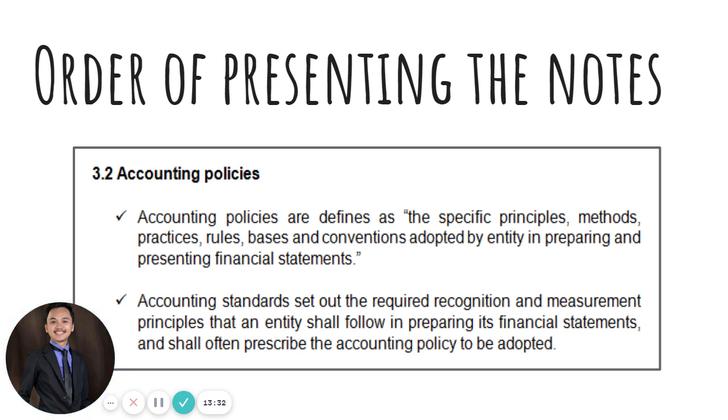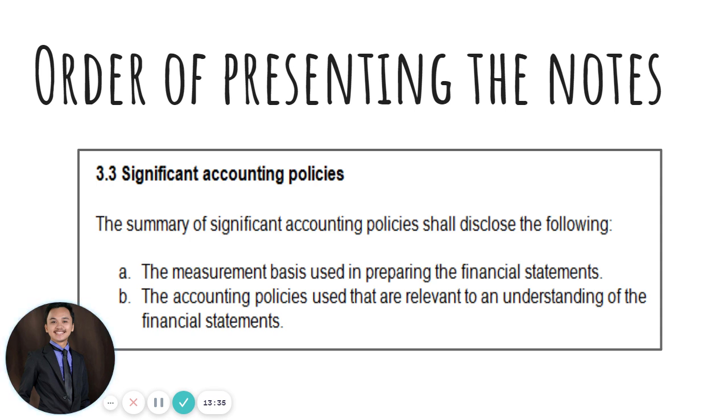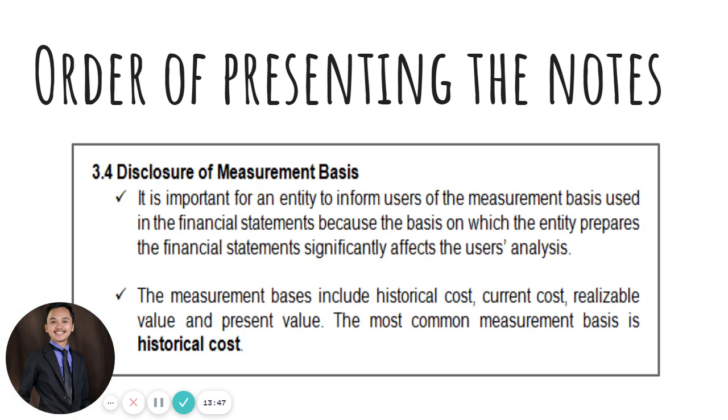All right. So all other important items, including the measurement basis and the accounting policies, should be disclosed in the financial statements, which are again relevant to an understanding of your financial statement. Let's proceed this time with the disclosure of measurement basis. As I have mentioned earlier, it is important for an entity to inform users of the measurement basis used in the financial statements because the basis on which the entity prepares the financial statement significantly affects the user's analysis. So the measurement bases include historical cost, current cost, realizable value, or present value.